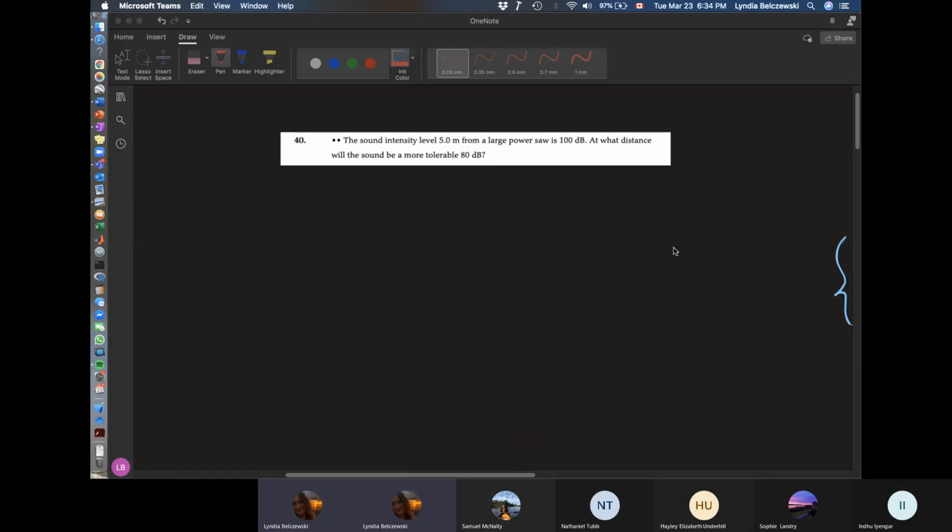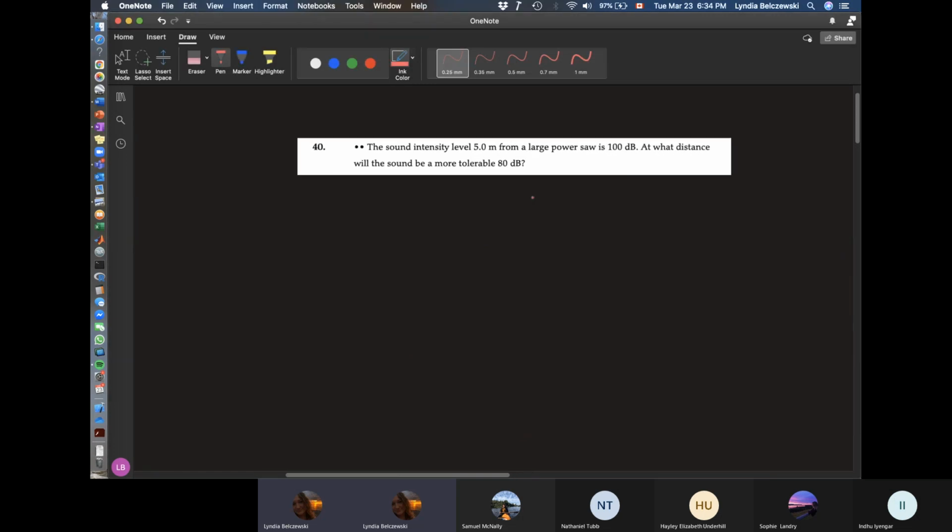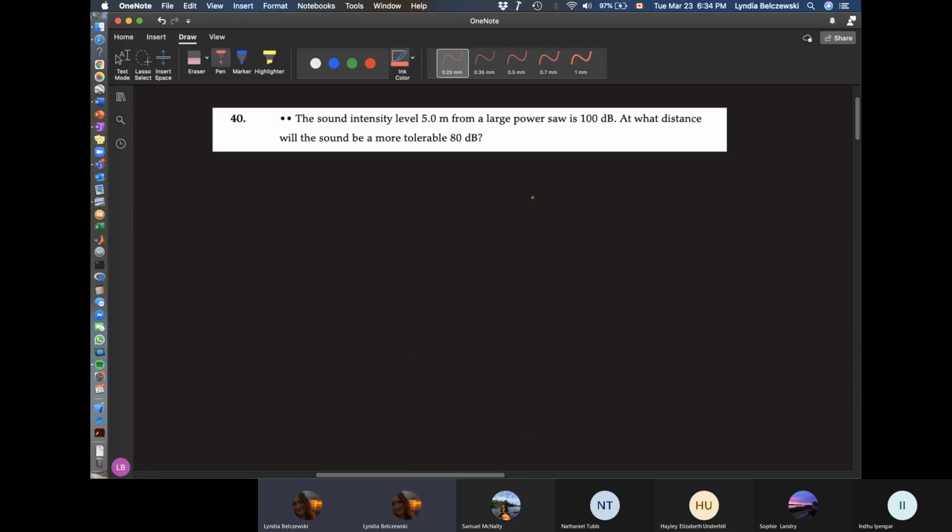Okay, let's do a sound intensity question. These types of questions usually aren't too hard. They're just some formulas and some things to work out. So this is a textbook question. This is question 40 at the end of the chapter.